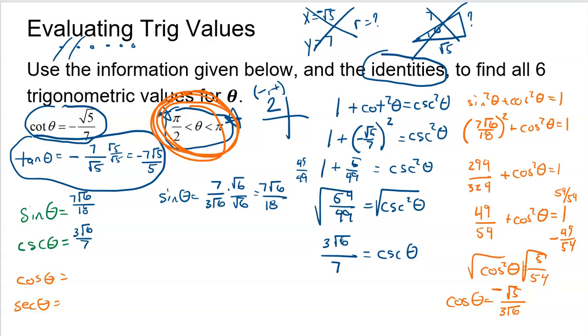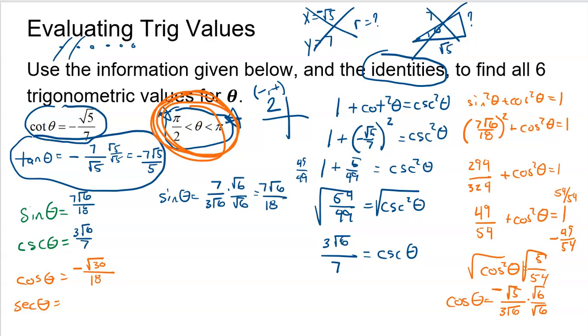But of course, I don't like that square root in the denominator. So I'm going to multiply top and bottom by radical 6. And on top, I get negative radical 30. You are allowed to multiply square roots as long as they're both inside square roots. And in the denominator, I get 18. Again, why? Because radical 6 times radical 6 is 6 times the 3 makes the 18.